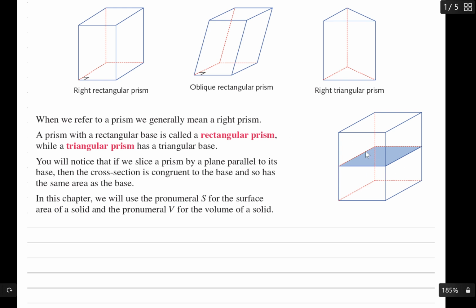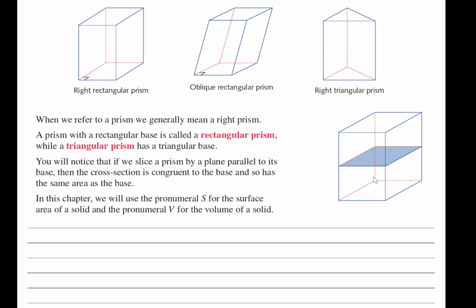And this is what I was talking about with the cross-section. This prism, as it stands, has a cross-section here, which means if you slice it horizontally, we've got an exposed shape, and that's actually the same as the shape up the top, and it's the same as the shape down the bottom. That's what makes it a prism by definition.